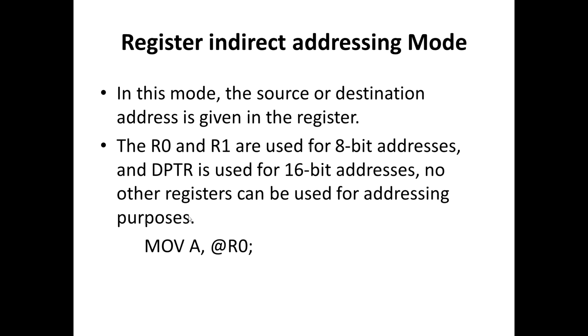Next one is register indirect addressing mode. In the register indirect addressing mode, the at symbol is used, which means pointing to the register. Only the R0 and R1 registers are used when we are using 8-bit addresses. For 16-bit addresses, the DPTR, which means the data pointer, is used. Here you can see the example MOV A, @R0. The data stored at the address in R0 is moved to the A register. You can also use MOV A, @R1. Now the data at the R1 address is moved to the A register.